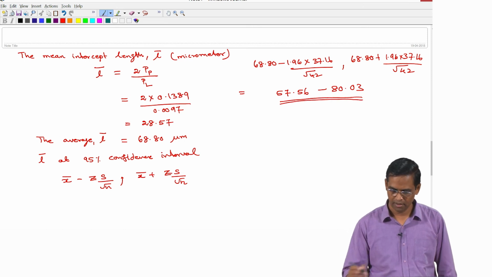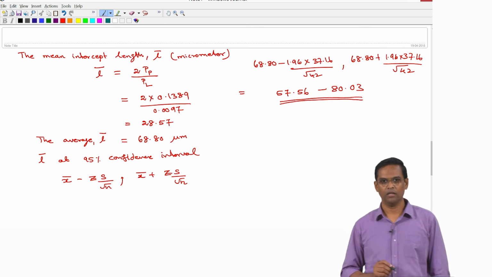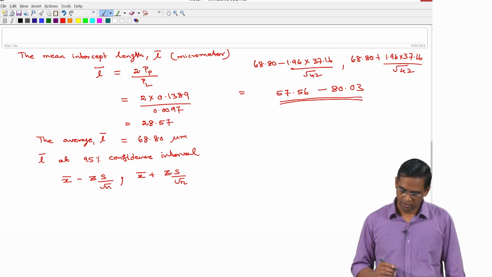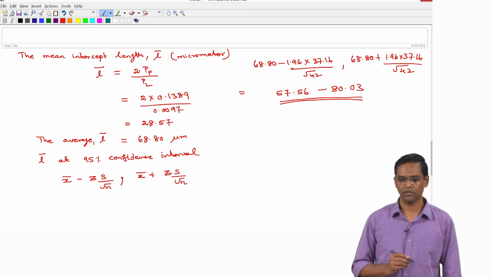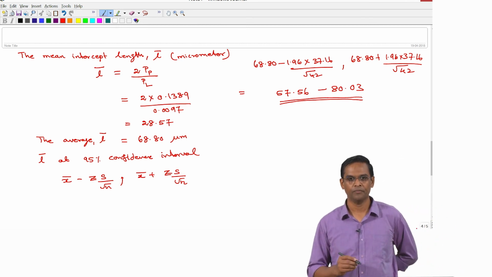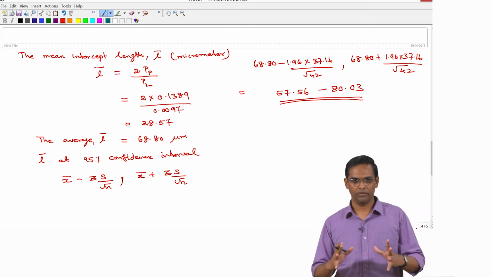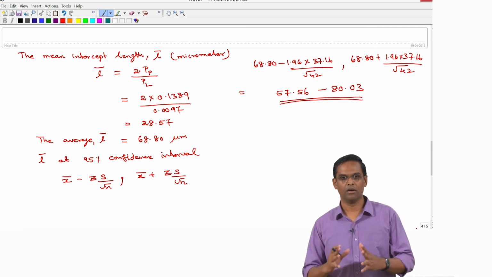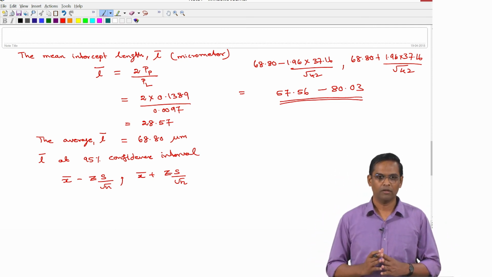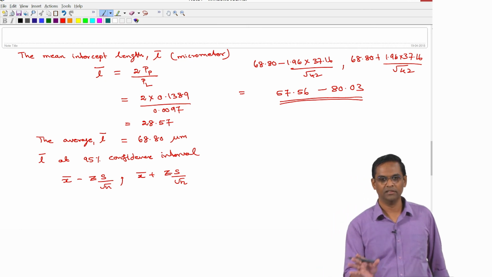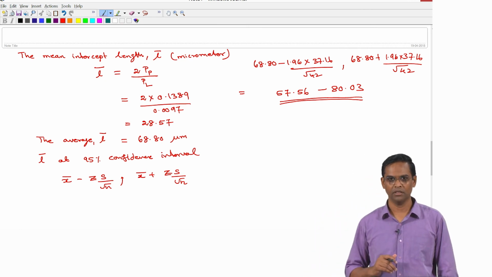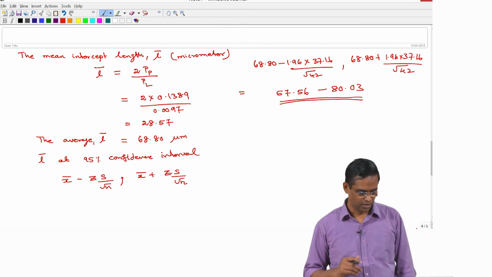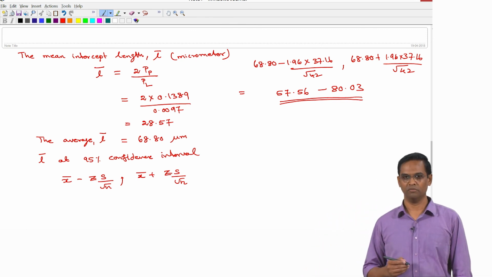What is the meaning of 57.56 to 80.03? 95% of the particles, the graphite nodular particles in the microstructure, will fall within this range. That is the meaning of this 95% confidence level if you use the normal distribution. Okay.